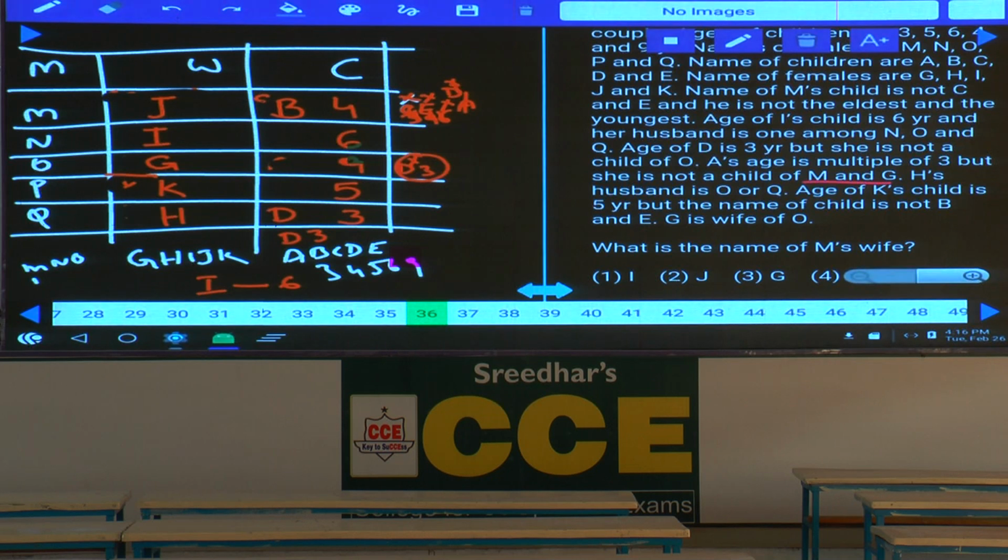Hence, A cannot be 9, A must be here, isn't it? If A is here, then B, A, D are done. Now, we are left with C and E. A's age is a multiple of 3, but she is not a child of both M and G. H's husband is O or Q. Age of K's child is 5 years old, but name of child is not B. And B and E. E cannot be here, hence E must be here. If E is here, C is here.